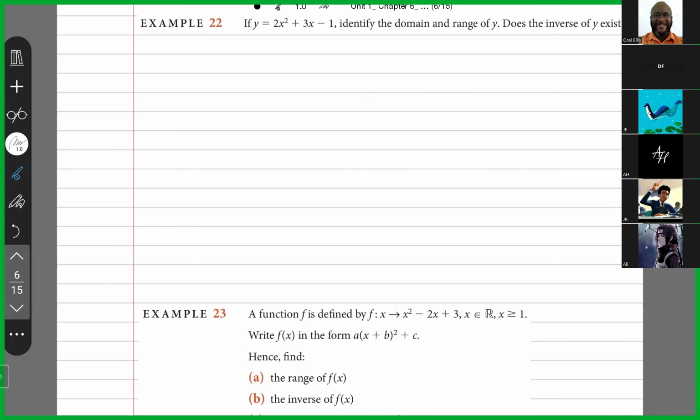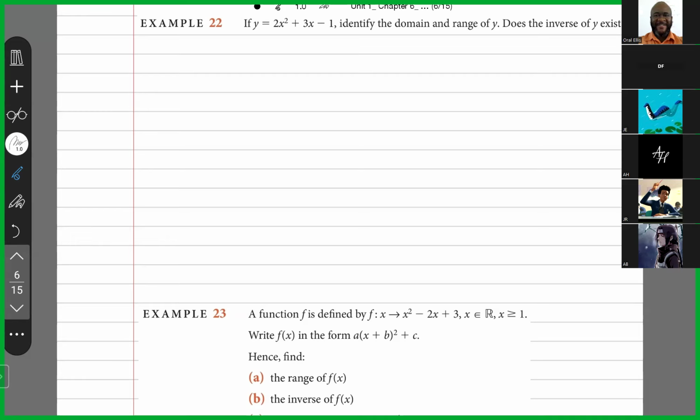All right. Example 22 is asking: if y is equal to 2x squared plus 3x minus 1, identify the domain and the range of y. And then it asks, does the inverse of y exist?